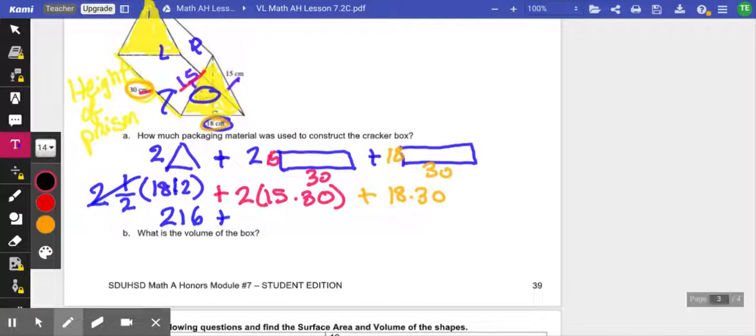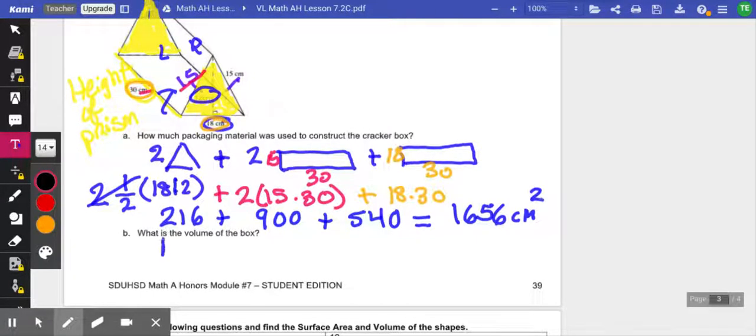Then I have 2 times 15 times 30. So 30 times 15 is 450. 450 times 2 is 900. Then I have 18 times 30. So I know 3 times 18 is 54. So that'd be 540. So I'm adding all that area up, and I get 1,656 centimeters squared. What is the volume? I have to do area of the base times the height of the prism.